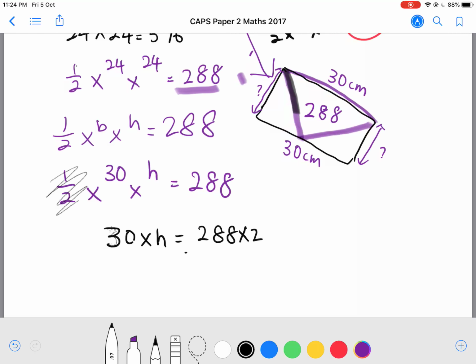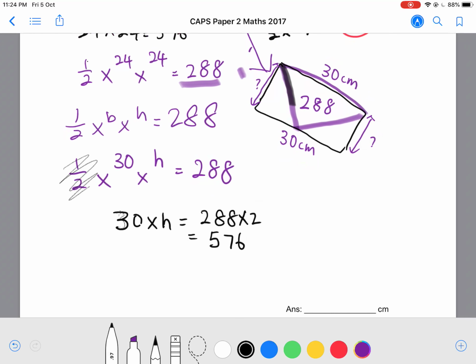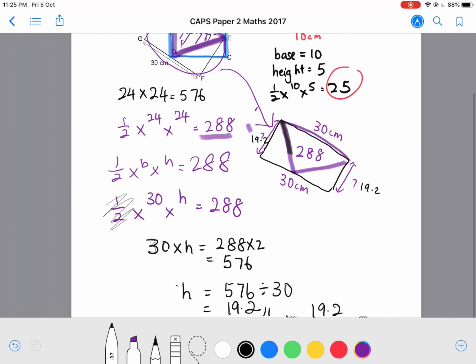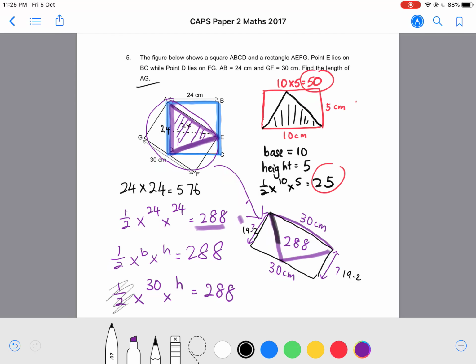288 times 2, which is 576. Now, if you can find the height, that's going to be 576 divided by 30 to give you 19.2 as the answer, which is also the height here and here, which is exactly what I want to find, AG.